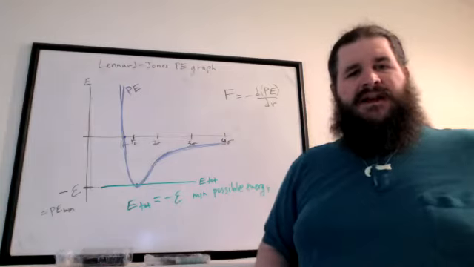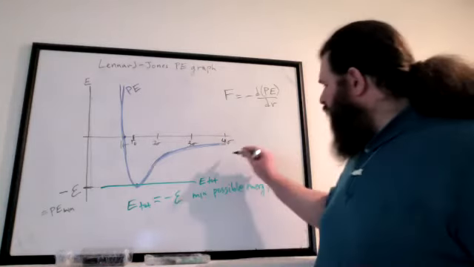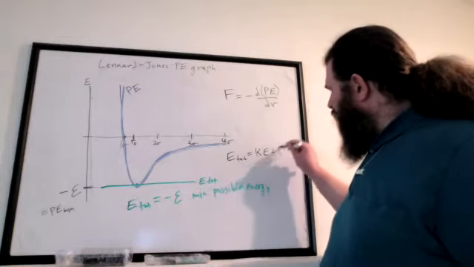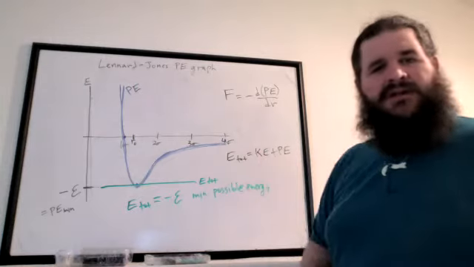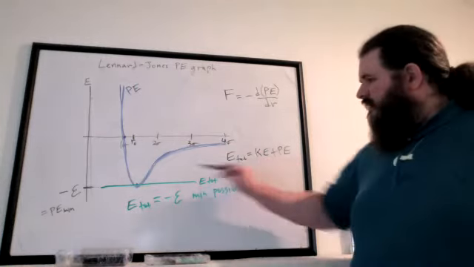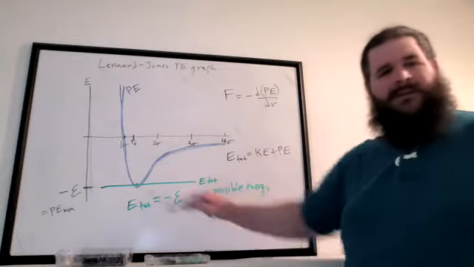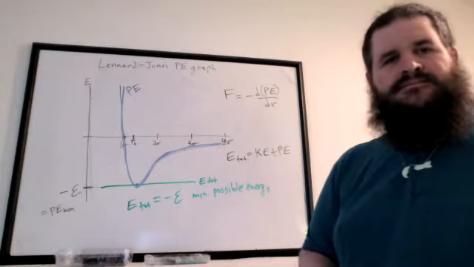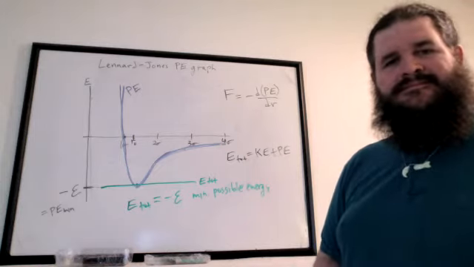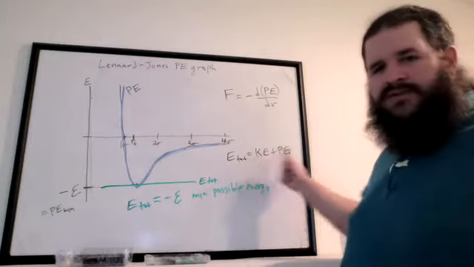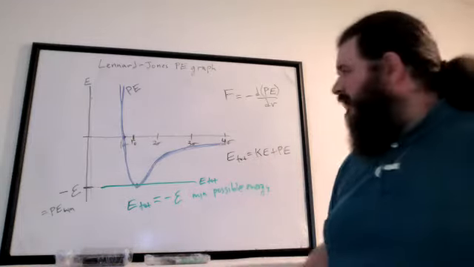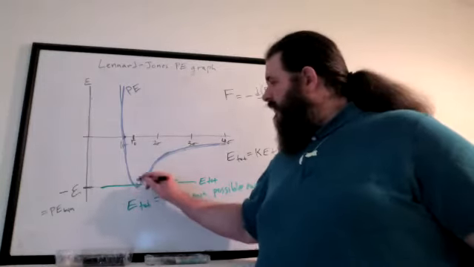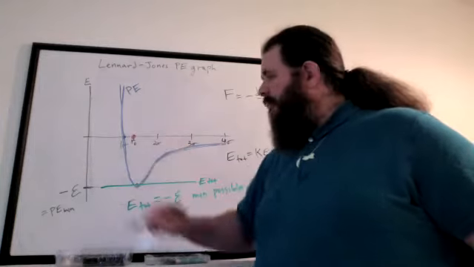If we wanted to graph kinetic energy, we can always go back to conservation of energy, that E total equals kinetic energy plus potential energy, and E total we're assuming is a constant. If E total is negative epsilon and potential energy is also negative epsilon, what would kinetic energy have to be? If E total and potential energy are the same value, yeah, kinetic energy has to be 0. So at that location where E total and potential energy intersect, at that R value, kinetic energy would have to be 0.